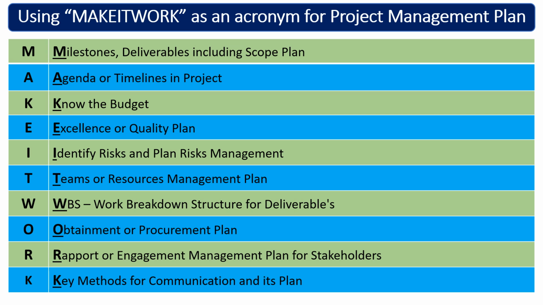W is for the work breakdown structure, the detailed tasks for each of the deliverables, what set of tasks we require for delivering a particular deliverable. O is for obtainment or procurement plan, any vendor, any supplier, any third party things that we need for our particular project. R is for rapport or engagement management plan for our stakeholders. And K is for key methods for communication and its plan.